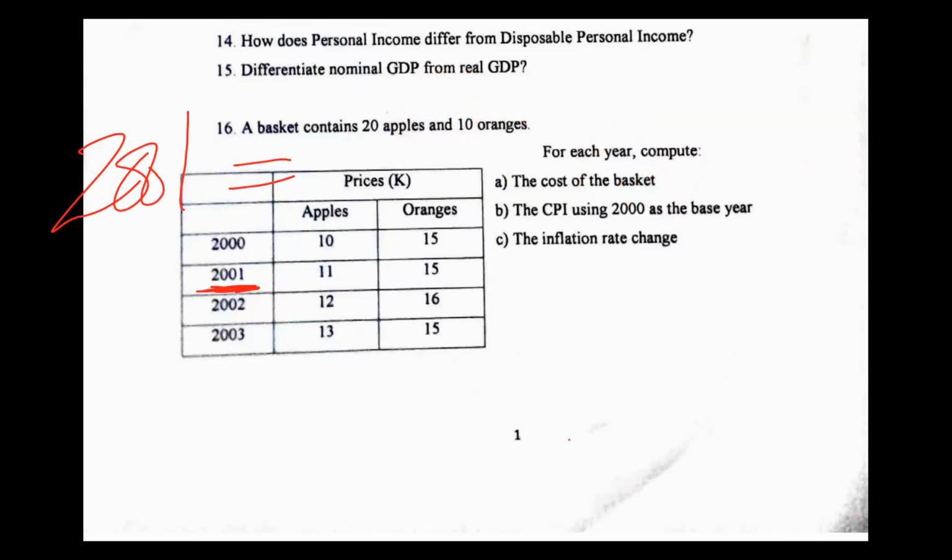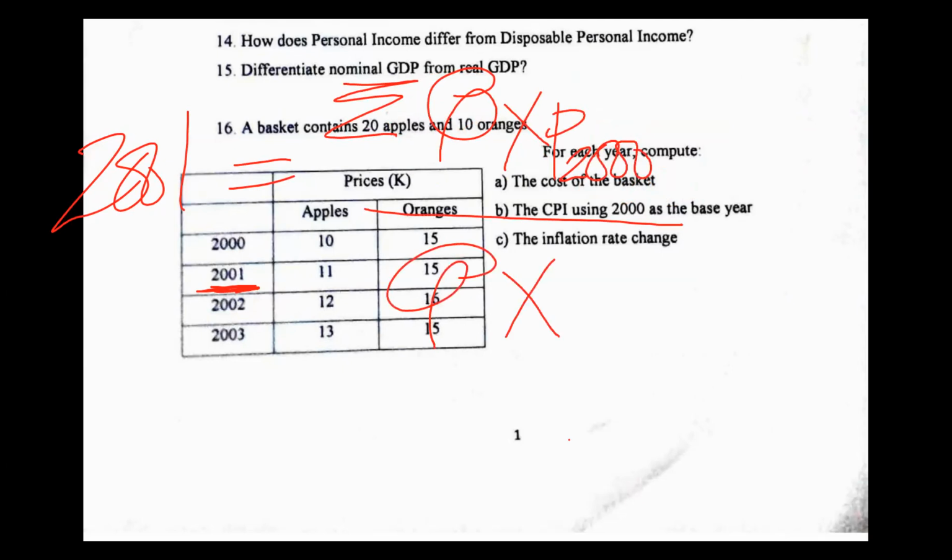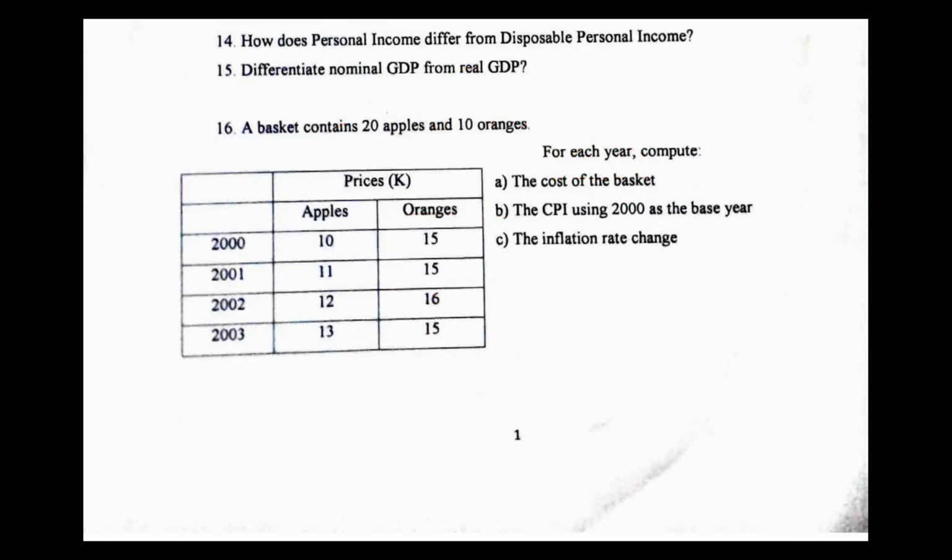For 2001, the formula will be summing up the quantity times the price for 2001, divided by the summation of the quantity times the price for 2000. Let me explain clearly so that I don't confuse you. Yes, because 2000 is the base. Exactly, you've actually gotten it.